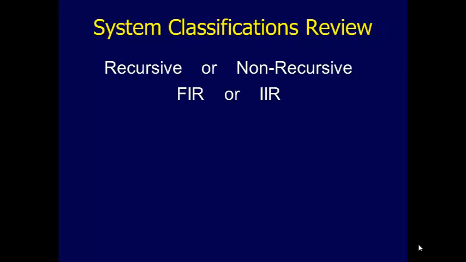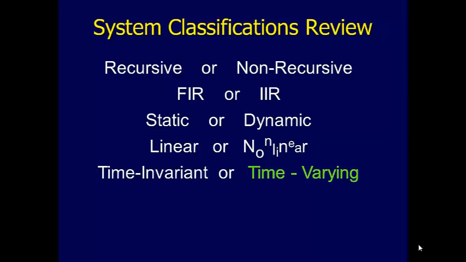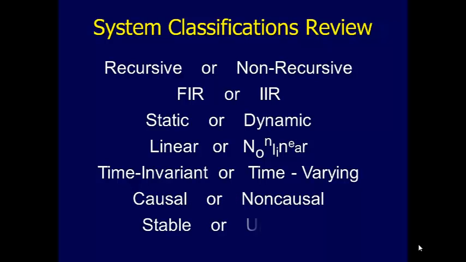If we have a non-recursive system, it's definitely FIR. If it's recursive, it's usually IIR, but not always. Static or dynamic, we can pick that up from the difference equation. Linear or nonlinear, again, you can see that most readily from the difference equation. Time varying or time invariant, we know how to recognize that. But now we can add causal, by one of two methods, either the difference equation or the unit sample response. And stability we can get from either of those as well. So now we've got a complete set of tools to characterize what kind of system we have.